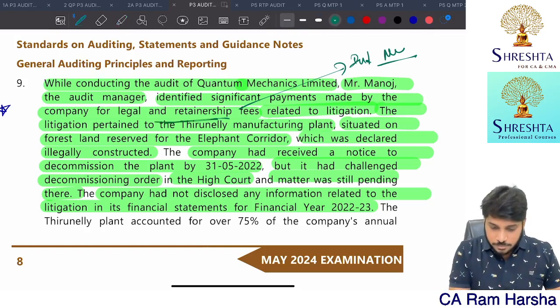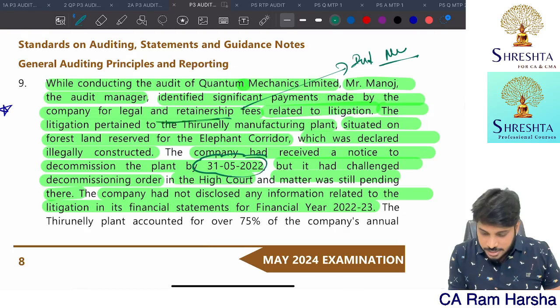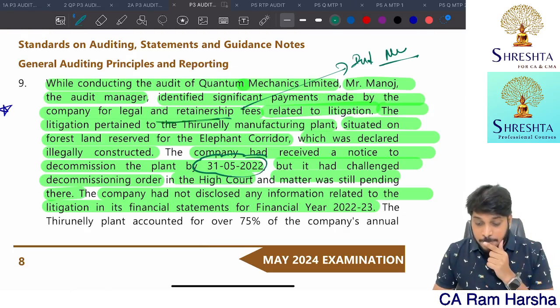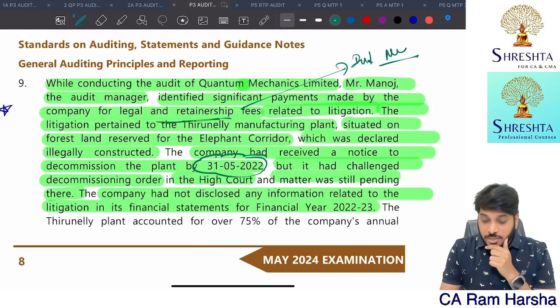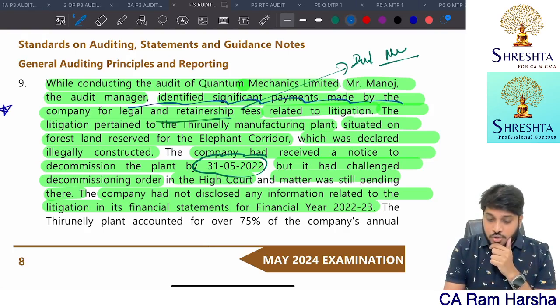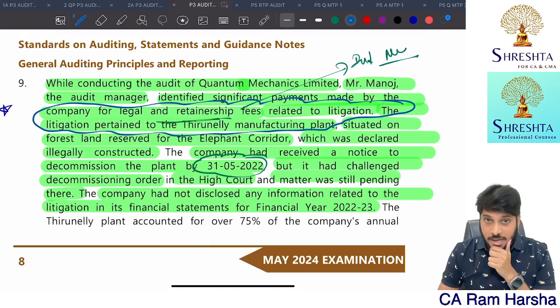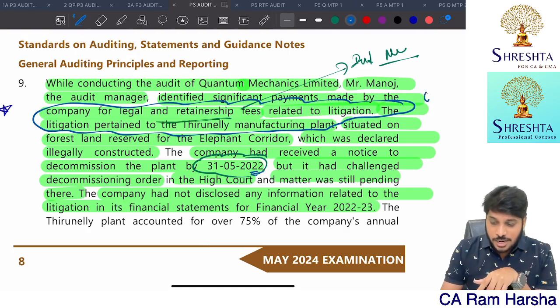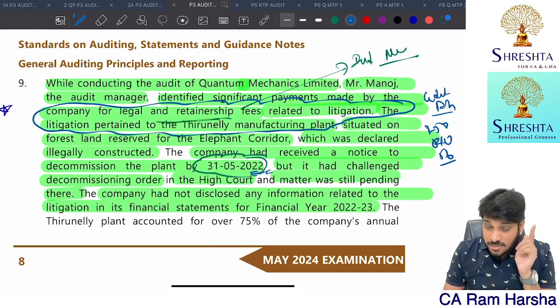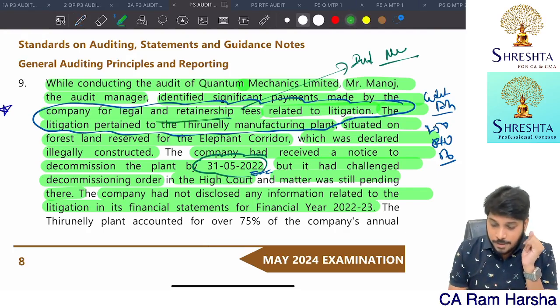During the audit itself, you found that so much in fees is being paid to lawyers. And after 31st March, you found there is an order from the forest department that the factory has to be removed. So the conditions were already present on the balance sheet date, and the order came later. So SA 250 read with SA 560. This item requires disclosure in the financial statements for sure.